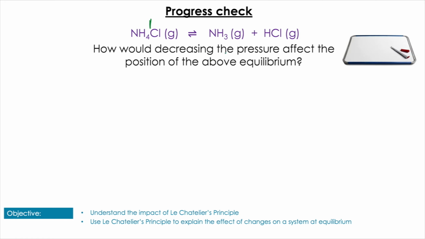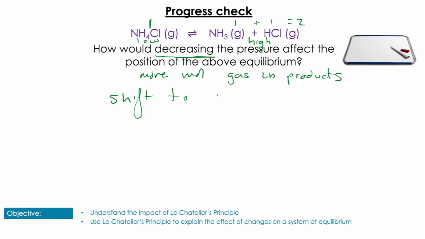First things first, we want to count how many moles of gas there are on each side. So we've got 1 for the reactants and 2 for the products. So there are more moles of gas in the products, and it's asking us how decreasing the pressure would affect the equilibrium. Well, if we decrease the pressure, the reaction will do the exact opposite. So I'm just going to label the side with more moles the high pressure side, and the reactants as the low pressure side. We're decreasing the pressure. The reaction will therefore shift to the right hand side to increase the pressure.